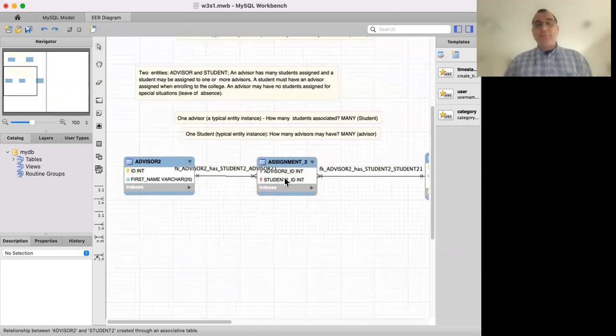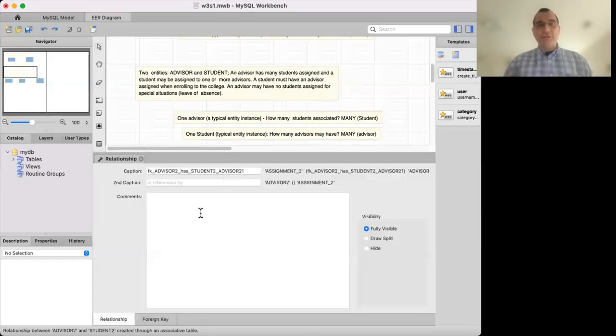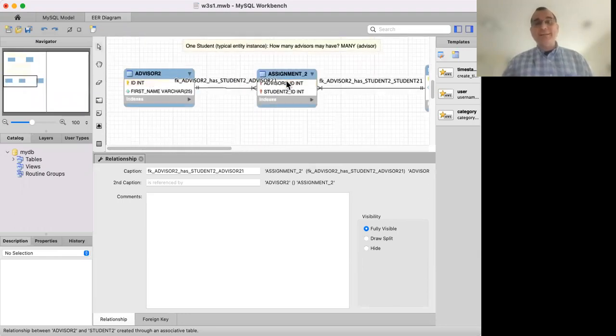The type, many, for the assignment is also decided, because an advisor can have many assignments and the student can be part of many assignments as well. So for the many part, the only things that I still need to decide are a name, which looks horrible at this point, and the participation of assignment in these relationships. So basically, whether it is mandatory or optional. These are things that I still need to decide. So let's take one of the relationships. The first one will be between advisor and assignment.